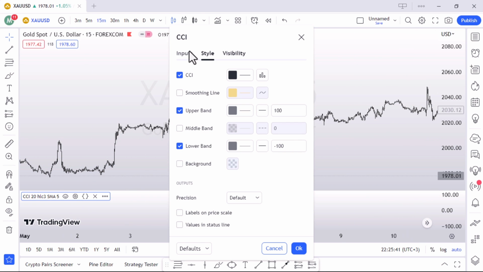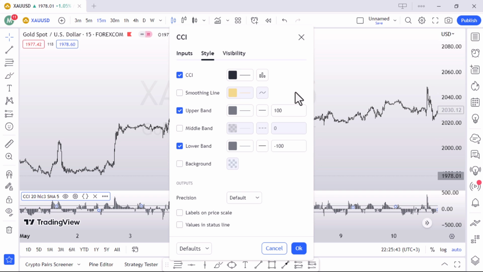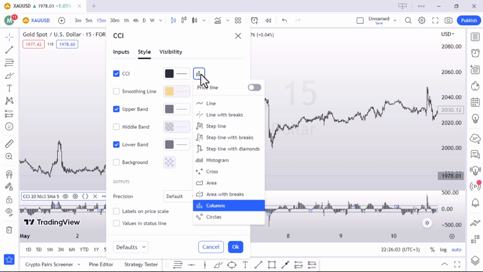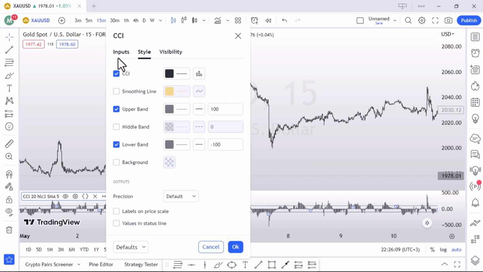You can pause the video for a moment, take your time, and do the settings as I did here. Make sure to change the dashed or dotted lines to solid lines, because we want to be more accurate, and leave the values as they are. Then make sure to change this section from line to columns, and the colors are up to your preference. Leave the inputs as they are, just like that.